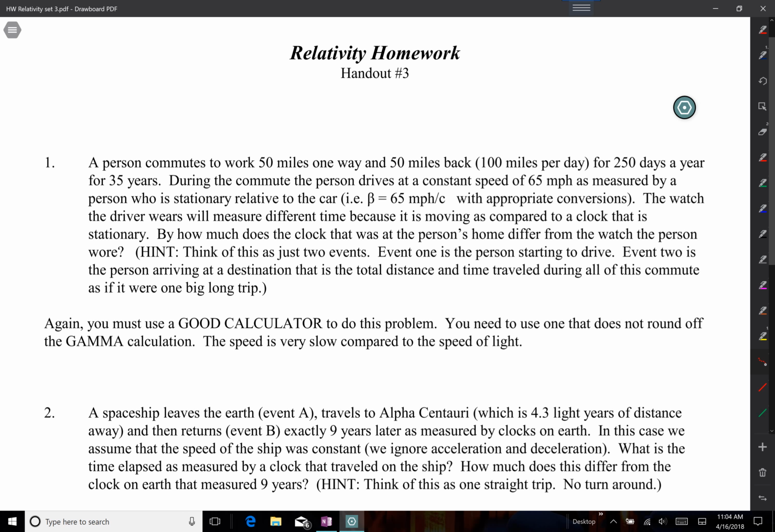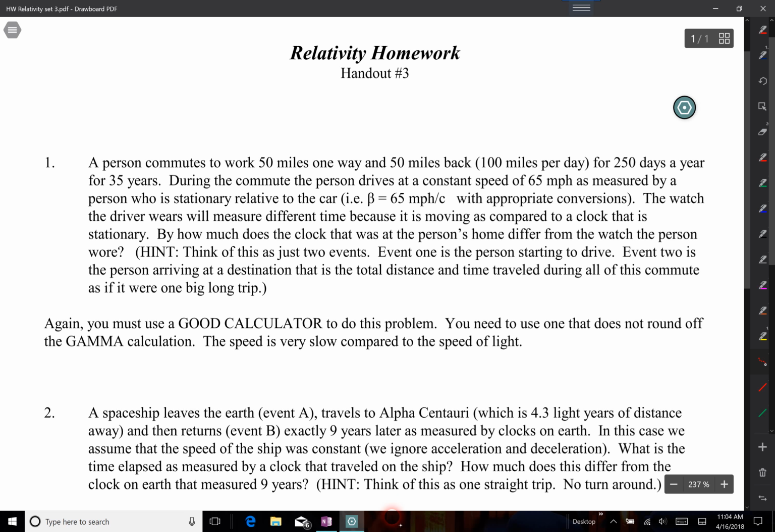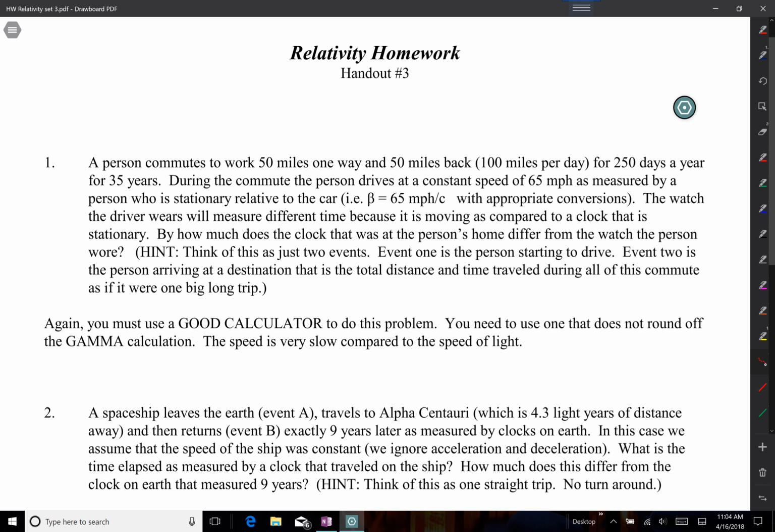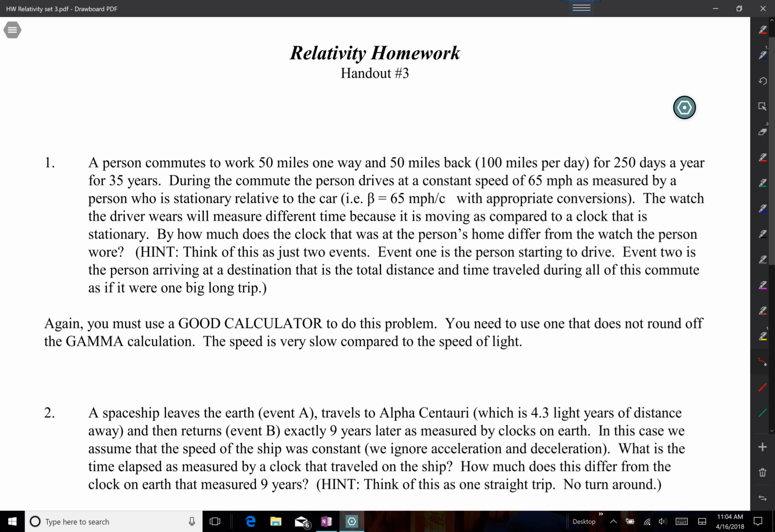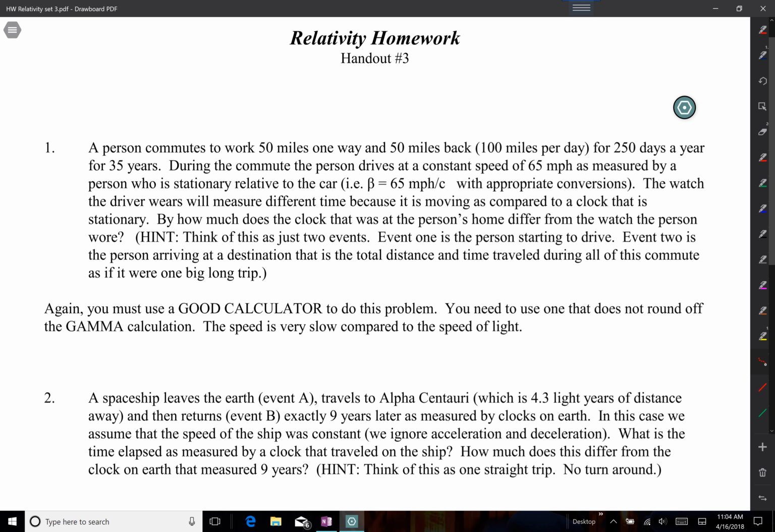Okay. And the time that's going to be measured by that person is the watch that they're wearing. And that watch will measure different time because it's moving relative to, say, a clock on the person's mantelpiece at home. We want to know how much the two clocks differ because of relativity. Okay, so let's make a diagram of this. This is clearly going to be a sketch.